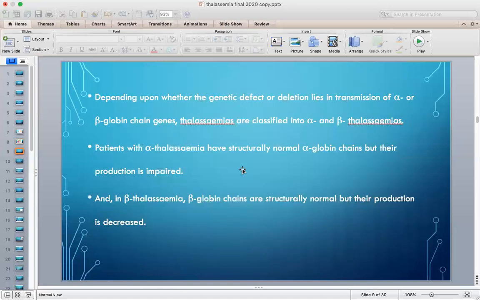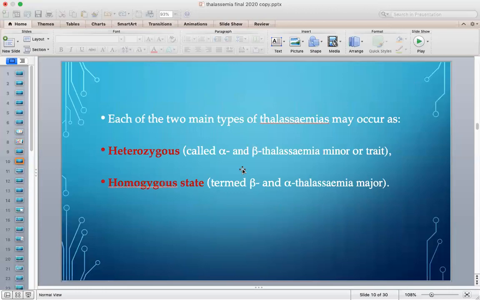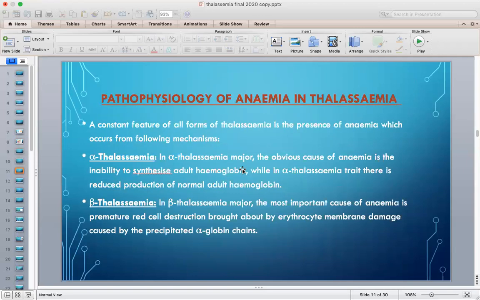Depending upon whether the genetic defect or the deletion lie in the transmission of alpha or beta gene، فراح نقسم الثلاسيميا إلى نوعين. إذا وين الخلل عندي بالألفا أو بالبيتا؟ إذا الخلل بالألفا سميناها ألفا ثلاسيميا، إذا بالبيتا صارت بيتا ثلاسيميا. whether it is heterozygous صارت trait or minor and whether it is homozygous صارت beta thalassemia major for example.